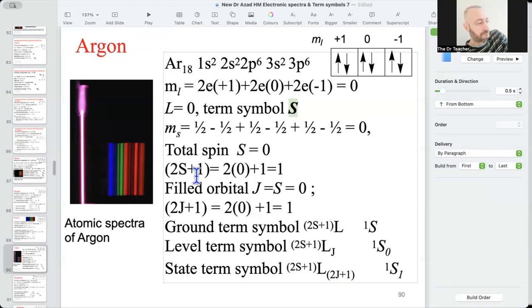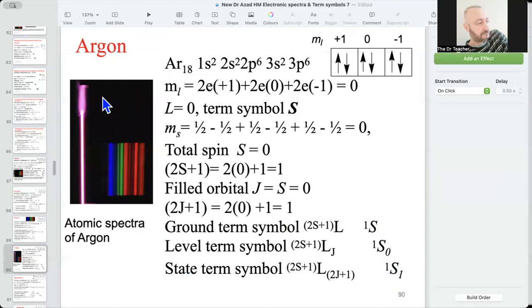Now you can find 2S plus 1 will be 1. And here you have J equals S, which is 0. And you can assign all the term symbols, ground level states. And you can see S1, S1, 0, S1, 1. And that's the spectrum of the argon.